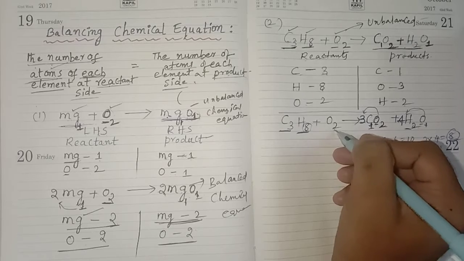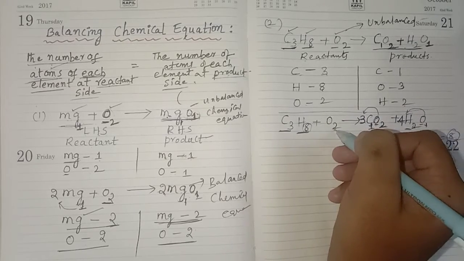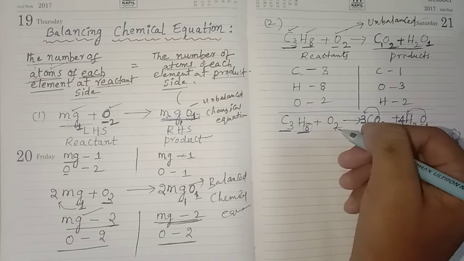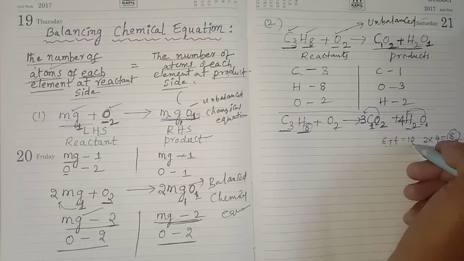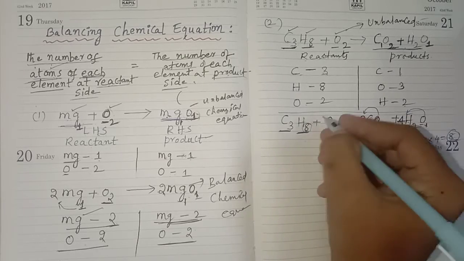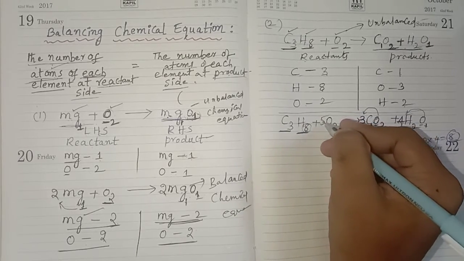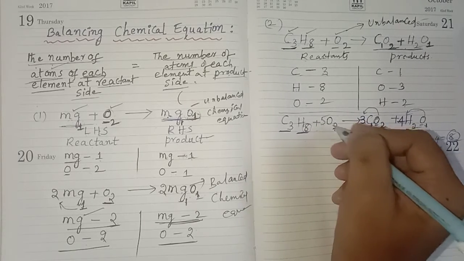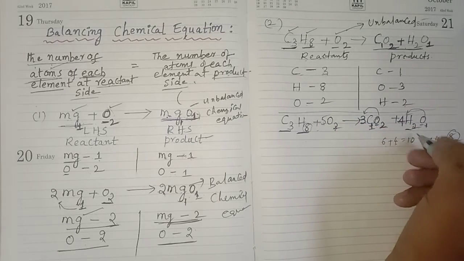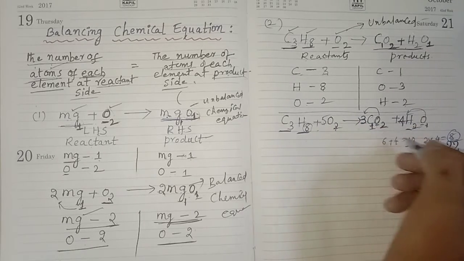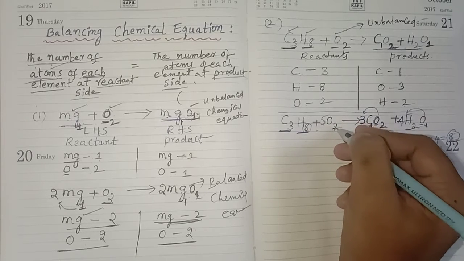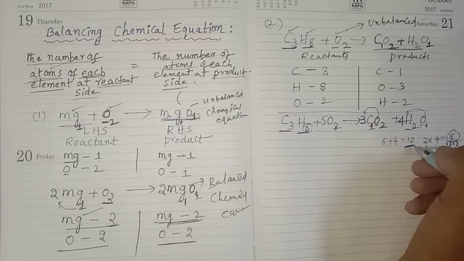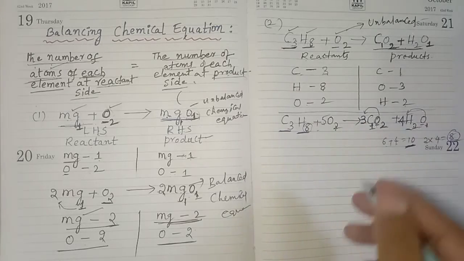So we have to convert this 2 into 10. How can you convert? You have to read the 2 table. When you get 10 in the 2 table, 2 fives are 10. When you multiply 2 into 5, you will get 10 at the reactant side. So at the reactant side we have converted to 10, and the product side is 10. There are 10 oxygen atoms at the reactant side and 10 oxygen atoms at the product side. So we have balanced the oxygen atoms.